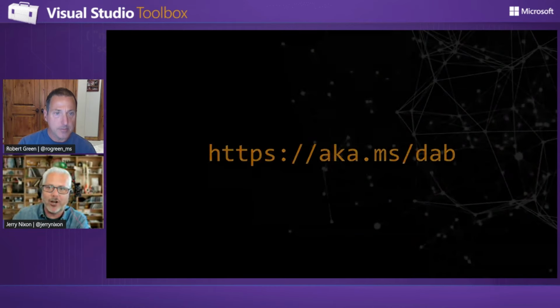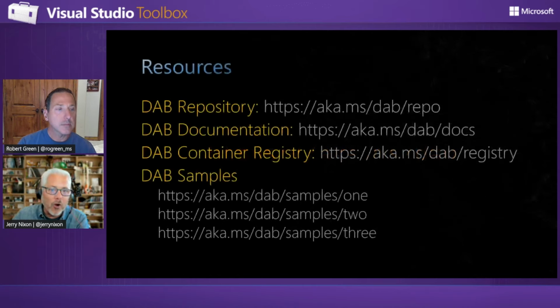The place that I would start would probably be aka.ms/dab. That takes you to the repository, and from there it can give you everything else. Here's a formal set of resources that you might be interested in.